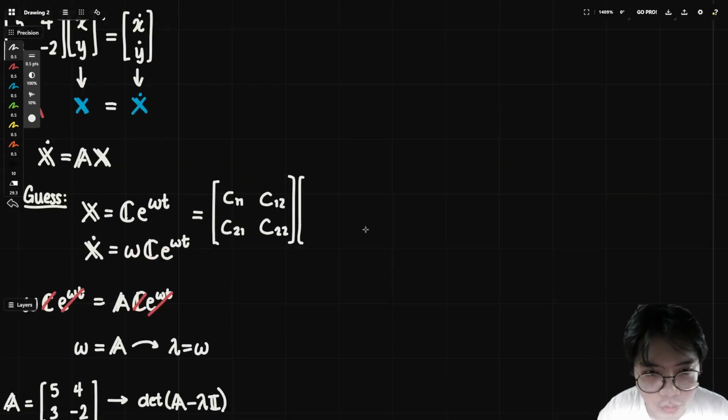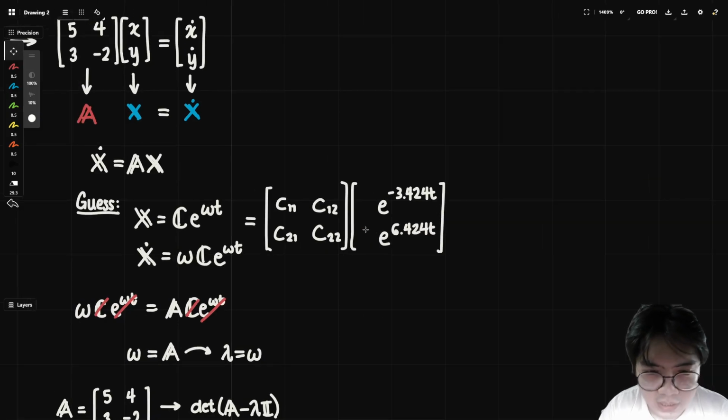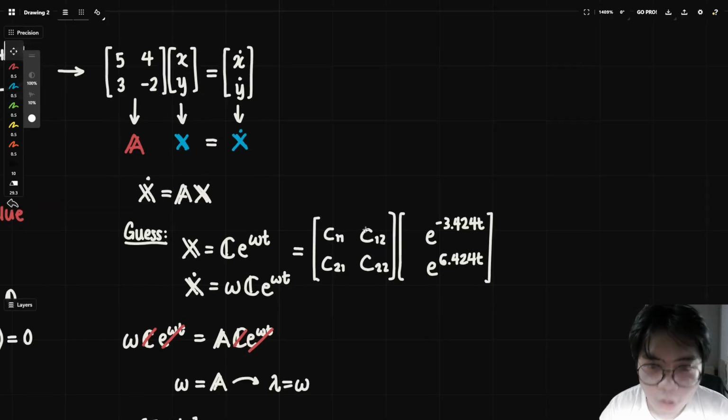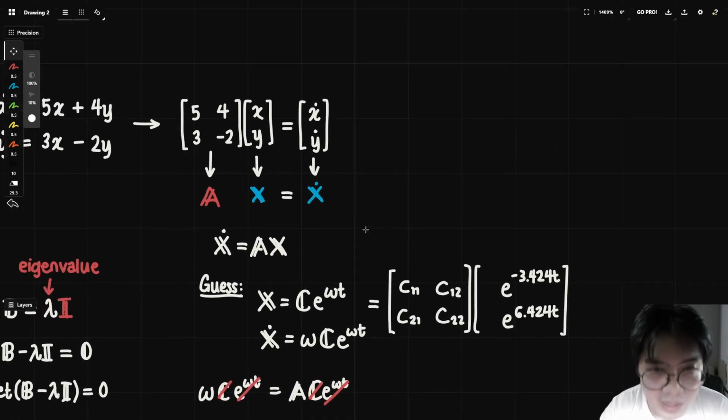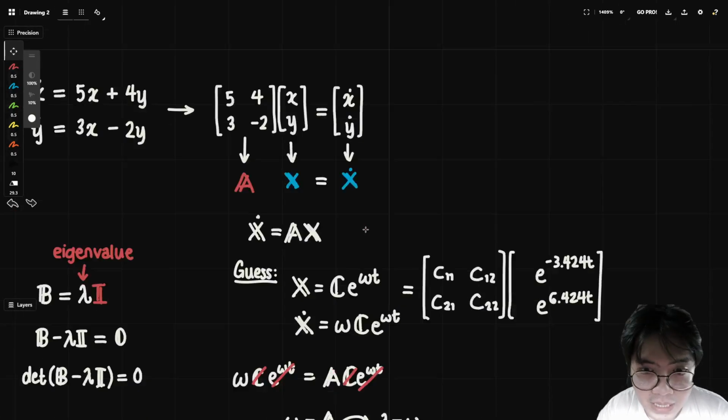Negative 3.424 time, and then we put e to the 6.424 time. You might be wondering, where are the constants? We can't get a particular solution here yet because I haven't given any boundary conditions.